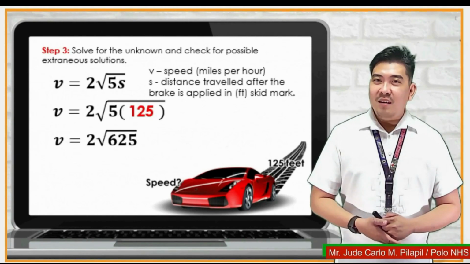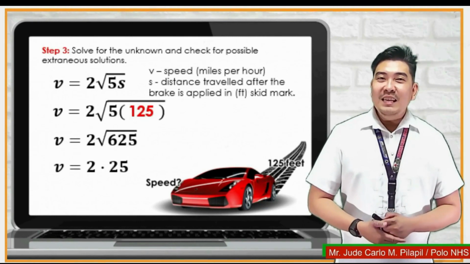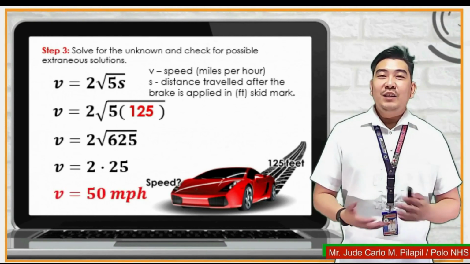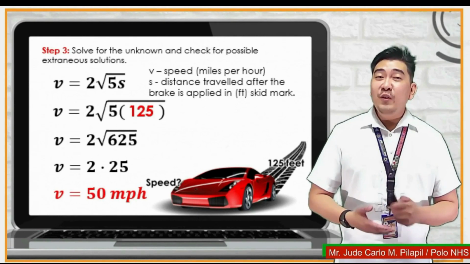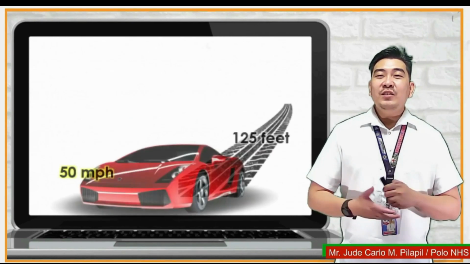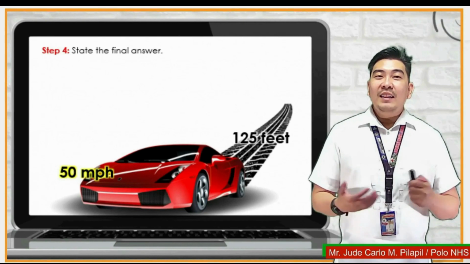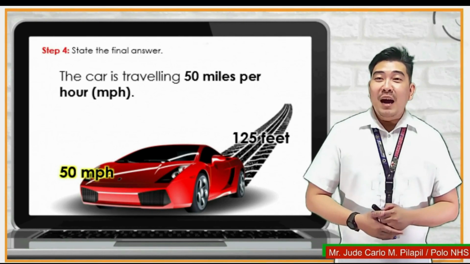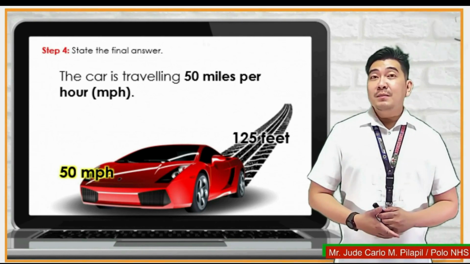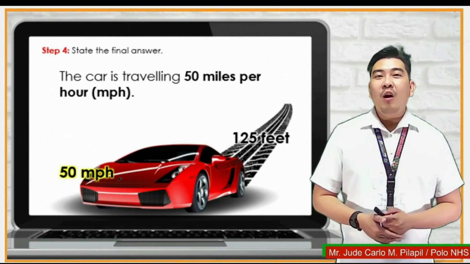625 is a perfect square and it has the square root equal to 25. 2 times 25 is 50. Thus, V is equal to 50 mph or miles per hour. So out of the solution that we made, we solve for the speed of the car, and the car is traveling 50 miles per hour before applying the brake. This is approximately 80.4700 kilometers per hour.